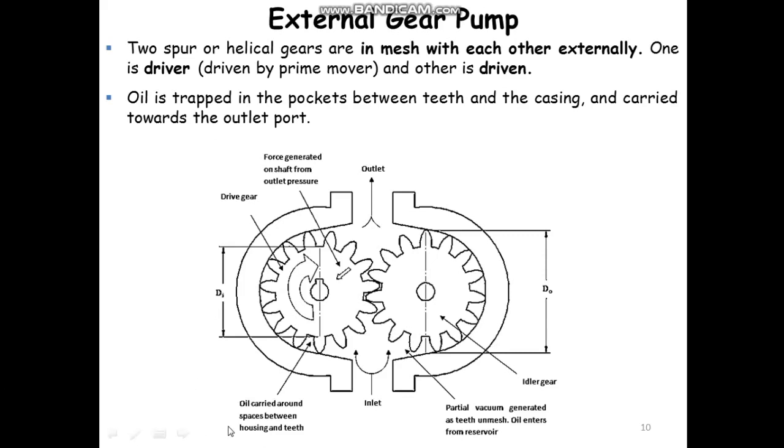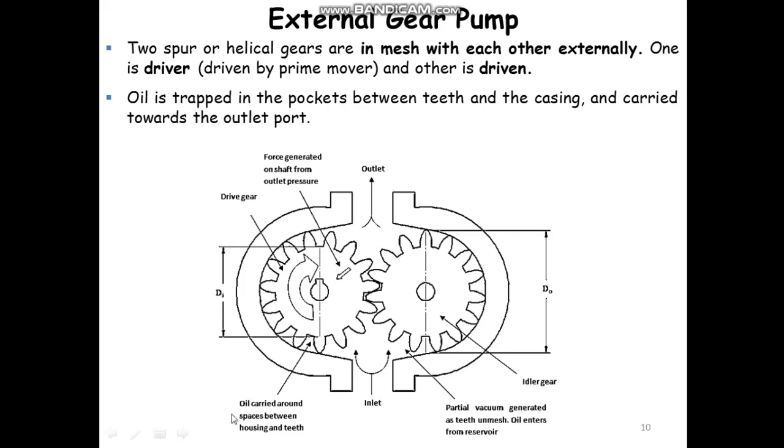So it is already written over here that force is generated on the shaft from the outlet pressure, and you may ask the question that the liquid which is being delivered over here may leak back from this side. But if you see the gap between two teeth, like the teeth of this gear and this gear, it is very small. So a very small amount of liquid will leak back from this space. Otherwise, almost 98% of the liquid will be delivered to the outlet itself. But if you see the case of a centrifugal pump, this is not the case.